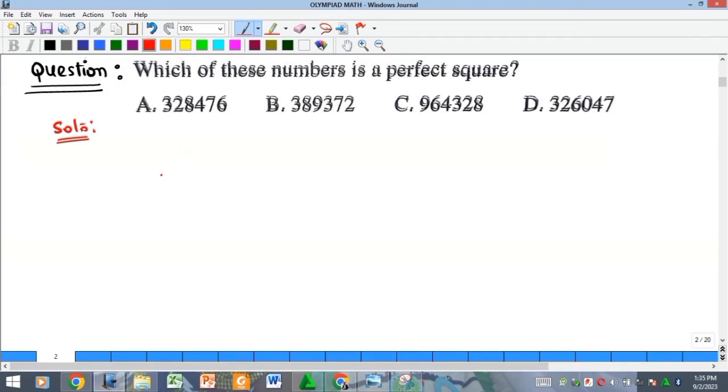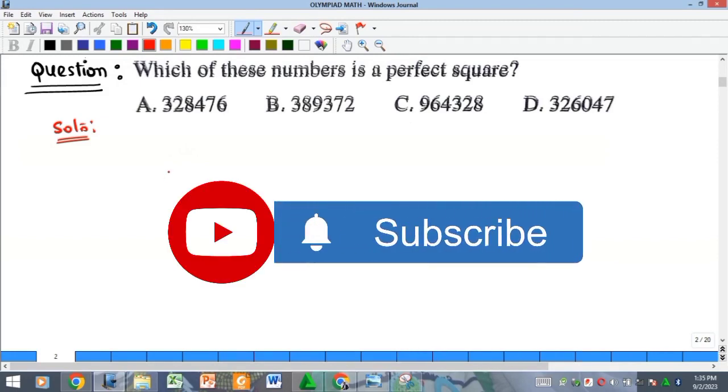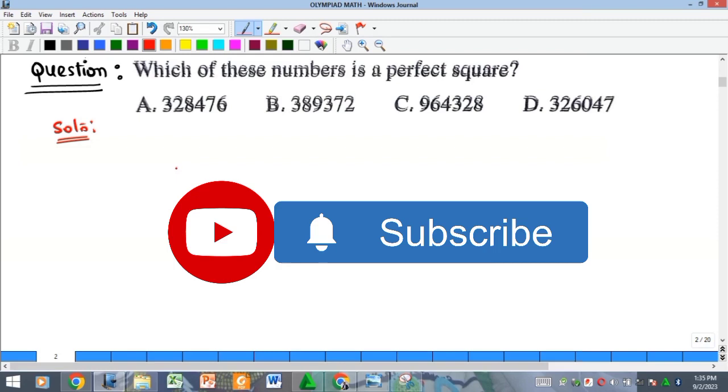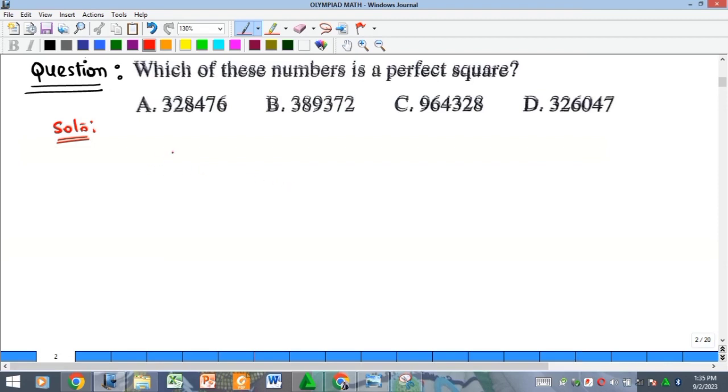So in this video we are continuing our study on how to solve Olympiad maths problems. This one says, which of these numbers is a perfect square. Now you remember that to be able to find whether a number is a perfect square or not, the usual approach is to make use of the concept of prime numbers and prime factors. Okay, so we will usually express the number as a product of its prime factors and then be able to know whether it is a perfect square or not.